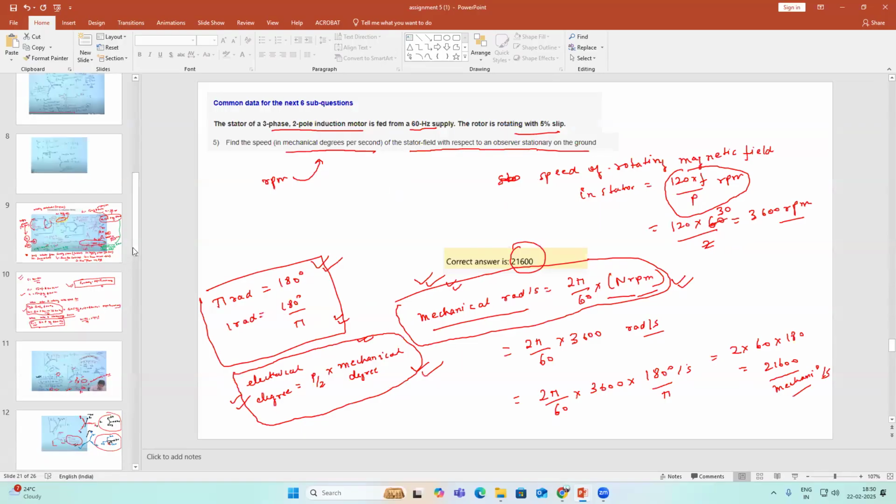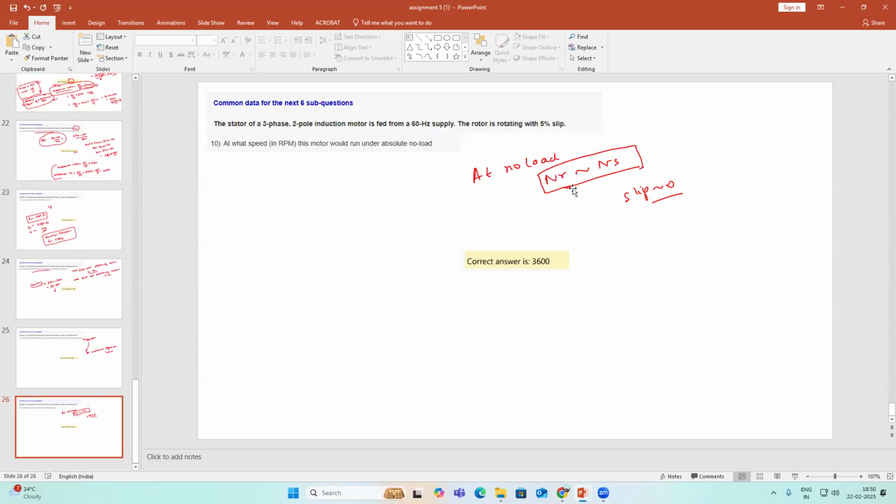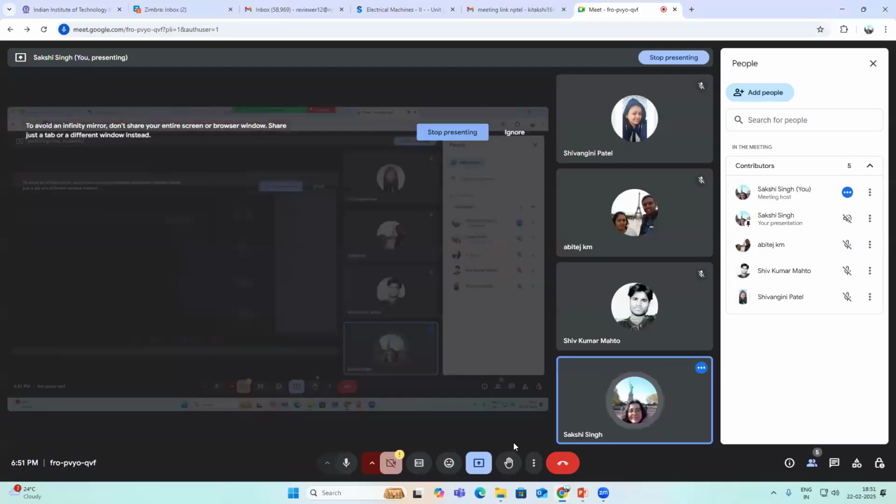So here we may continue from here. I will maybe discuss why at no load the speed is nearly Ns. With this we can start our discussion.